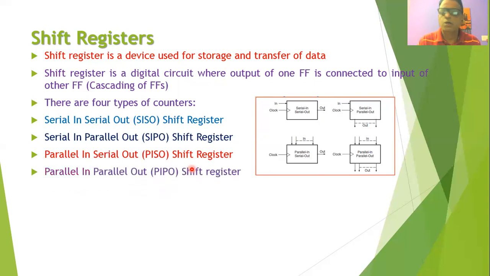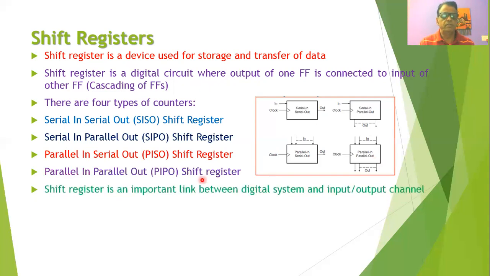The fourth type of shift register is the parallel in, parallel out shift register, where the data is stored in parallel, that is simultaneously, and while reading, the data is also read simultaneously or in parallel. Therefore, such a register is called the PIPO shift register.